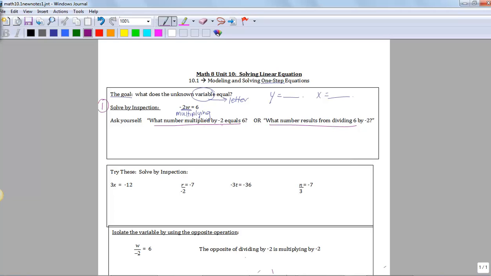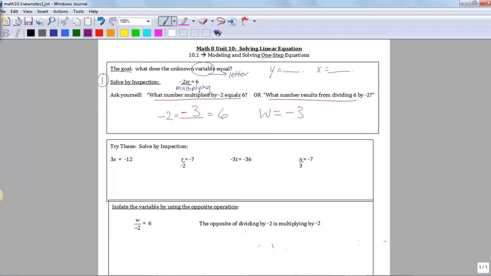So for me, I'm going to start with the first question. What do I have to multiply negative 2 by? Negative 2 times something gives me a positive. Now I know that a negative times a negative gives me a positive, so it's going to be a negative answer. And I know that 2 times 3 is 6. So my answer here is w equals negative 3.